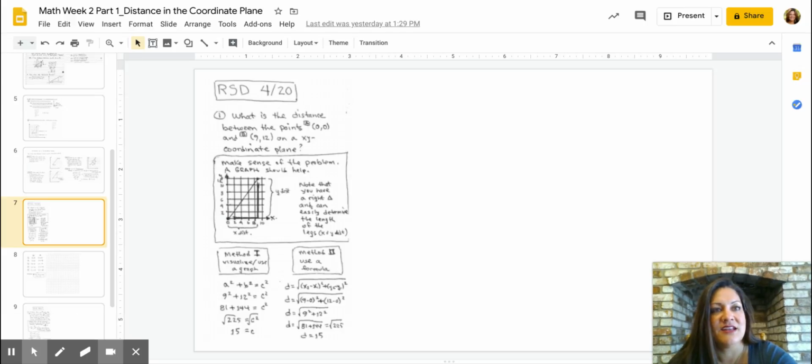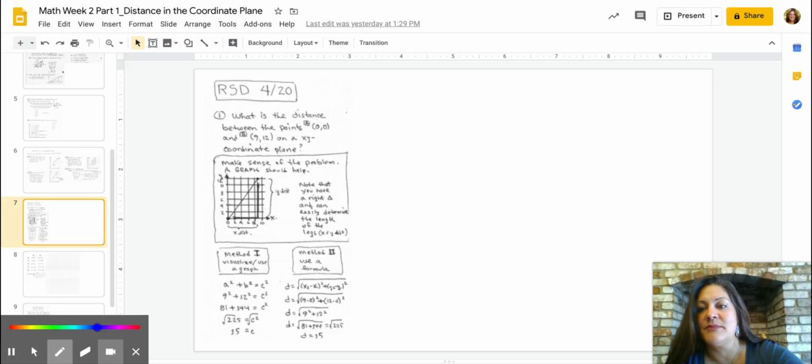All right, here we go to our work. So number 1. What is the distance between the points A and B, where A is (0, 0) and B is (9, 12) on an XY coordinate plane?